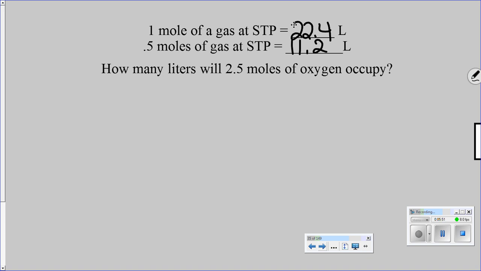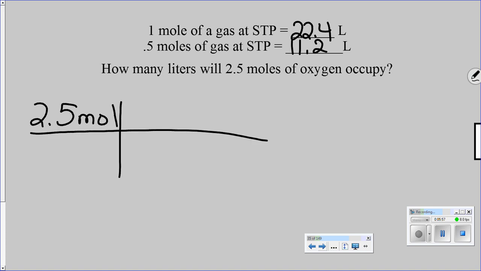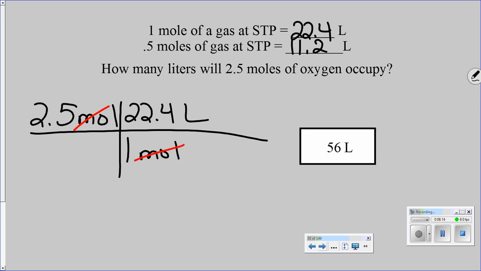So if we wanted to solve how many liters will 2.5 moles of oxygen gas occupy, sorry, I should have said at STP, we'll assume that we're at STP. I'm going to need moles on the bottom here, so 1 mole equals 22.4 liters. Your moles are going to cancel, and you can go ahead and multiply, which will give you 56 liters. So we're limited to 2 sig figs here.